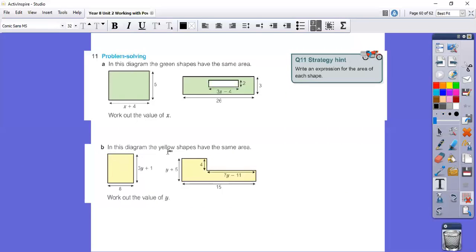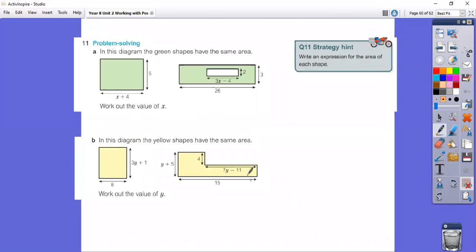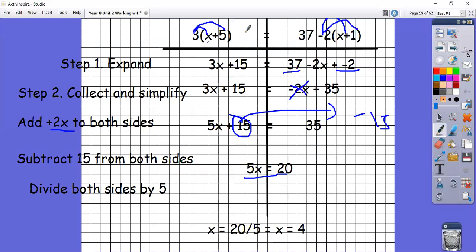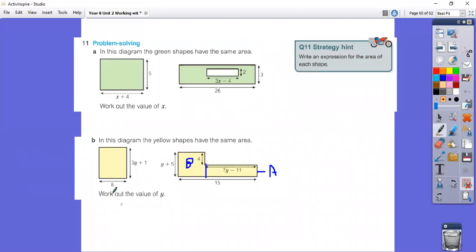Question B is the same. So in this diagram, the yellow shapes have the same area. So this area is equal to this area. So again, with this one, you could possibly divide it like this to work out this shape A, say for example, and this is shape B. Combine the two to work out its total area, which should be the same as this one. Then set it up like an equation, like we've done here, and then solve it to work out the value of y.